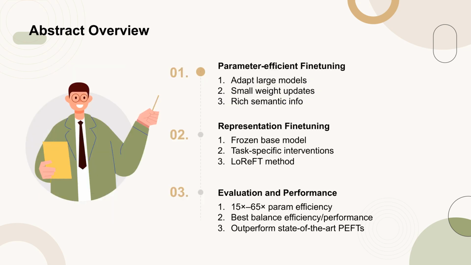The abstract introduces the concept of parameter-efficient fine-tuning, PEFT, which aims to adapt large neural models by updating a small number of weights. However, previous interpretability work indicates that representations encode rich semantic information, suggesting that editing these representations could be a more powerful approach. To explore this, the authors develop a family of representation fine-tuning (ReFT) methods. These methods operate on a frozen base model and learn task-specific interventions on hidden representations.